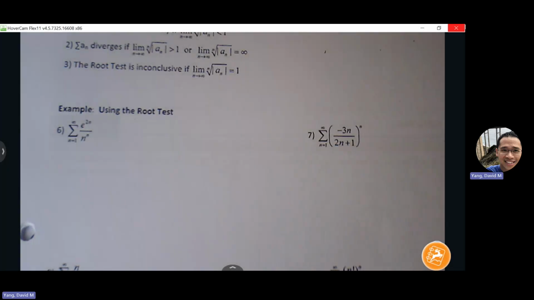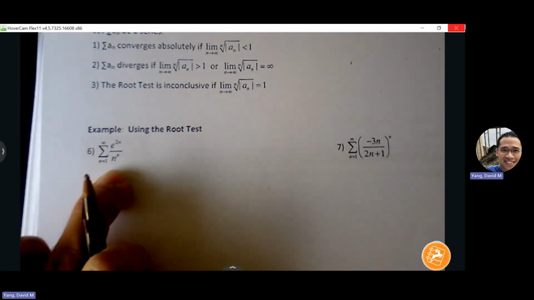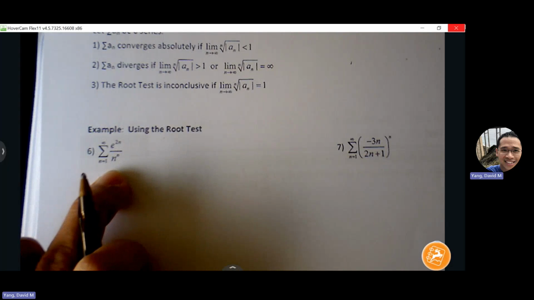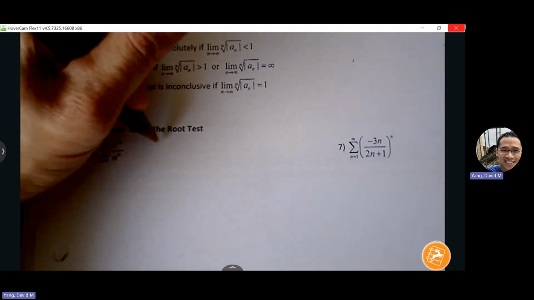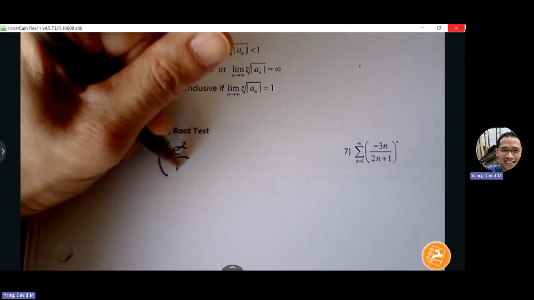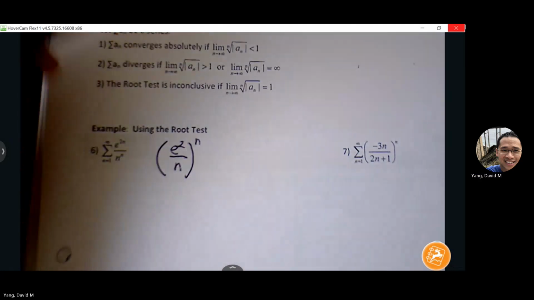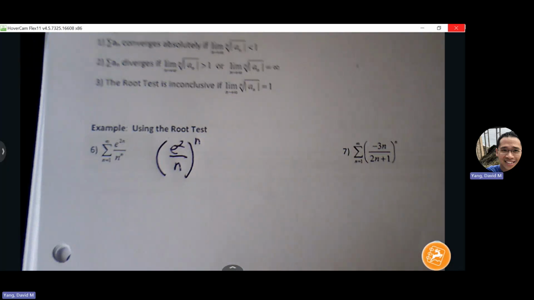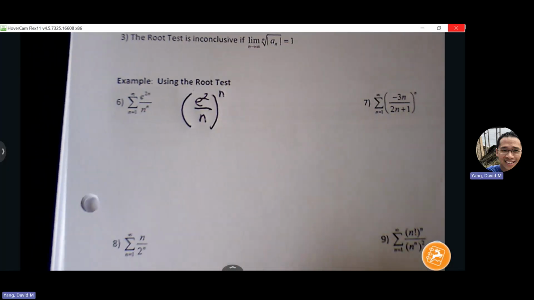So it says using root test. The nice thing here is we know something is a good fit for the root test if I can rewrite my expression, you just raise everything to the nth power. Okay, that's a good sign. We see that root test is going to be the best fit.